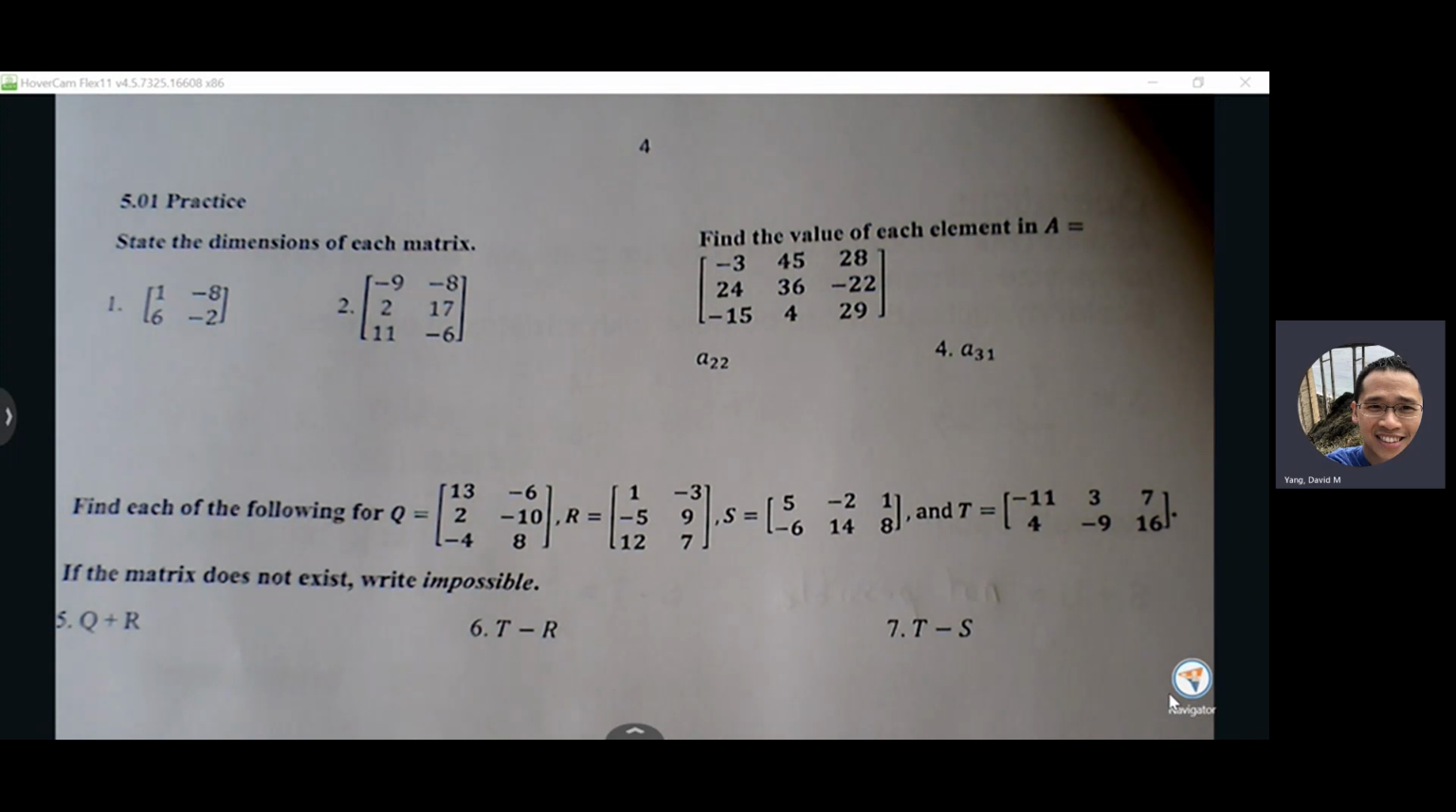Again, the 2, 2, and 3, 1 doesn't mean 22 and 31. This means row 2, column 2, and this means row 3, column 1. I'll walk around and see how you guys do.